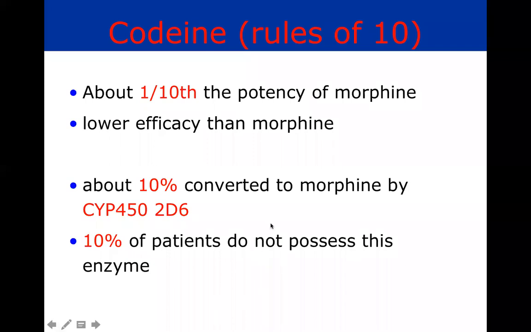So now, after knowing this fact, there will be no surprise if we prescribe codeine for a patient and there is no analgesic effect. There will be no surprise because 10% of the population do not possess this enzyme. There is no conversion of codeine to morphine, and this leads to no analgesic effect.